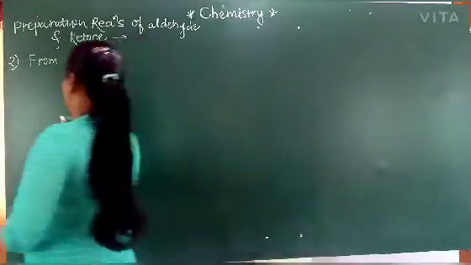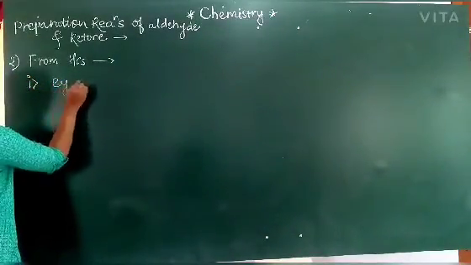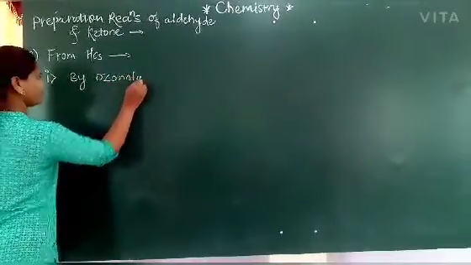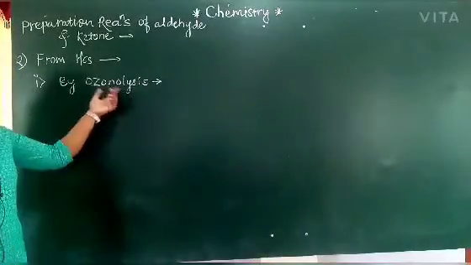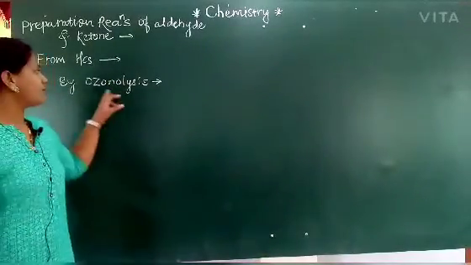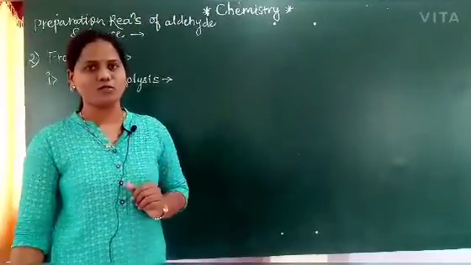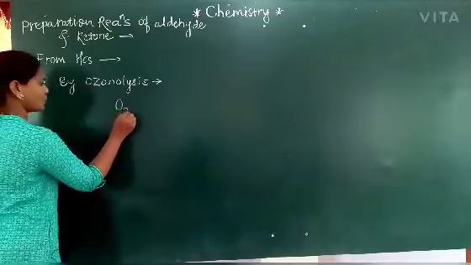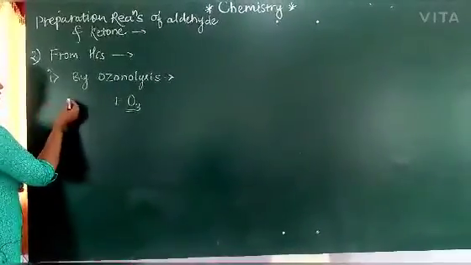First reaction in that is by ozonolysis. Ozonolysis of alkene. Now what is meant by ozonolysis? Ozonolysis means addition of ozone. Ozone molecular formula is O3, and when the addition of ozone takes place on alkene, I will write just the general molecular formula of any alkene.